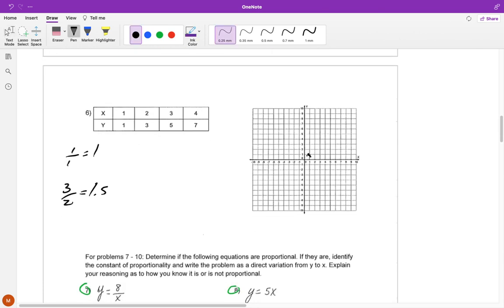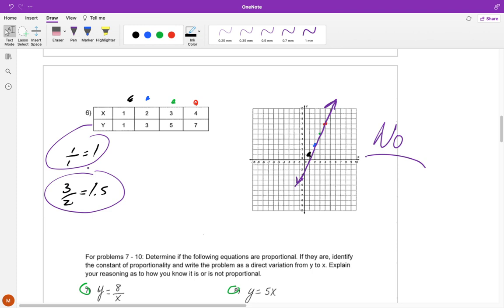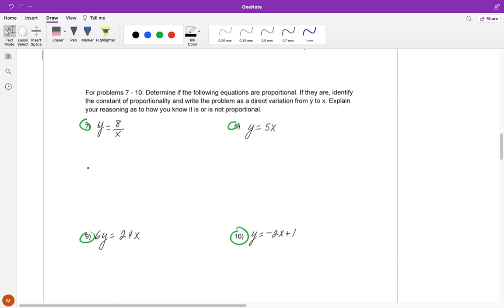So we have 1, 1 is here. We have 2, 3. So I'll change. This will be black. This will be blue. This will be green. And this will be red. So 2, 3 is here. 3, 5 is there. And 4, 7 is here. If I were to use a straight edge, I would see that this line does not pass through the origin. So I can verify on my graph, even though it is a straight line, it does not pass through the origin. So this one is no. But we can also check our work with another method if we feel more comfortable with that to verify what we're saying is right or not.